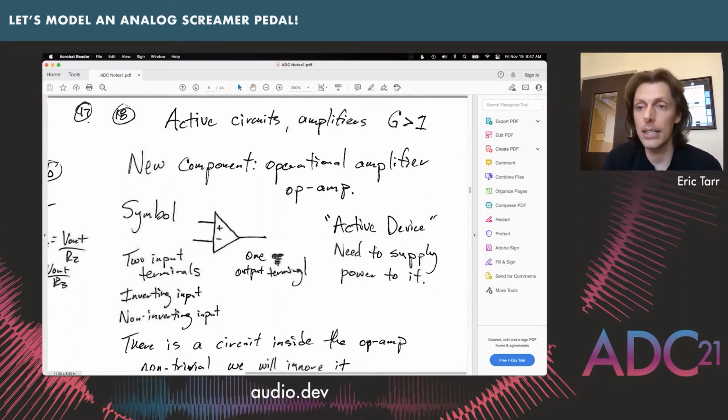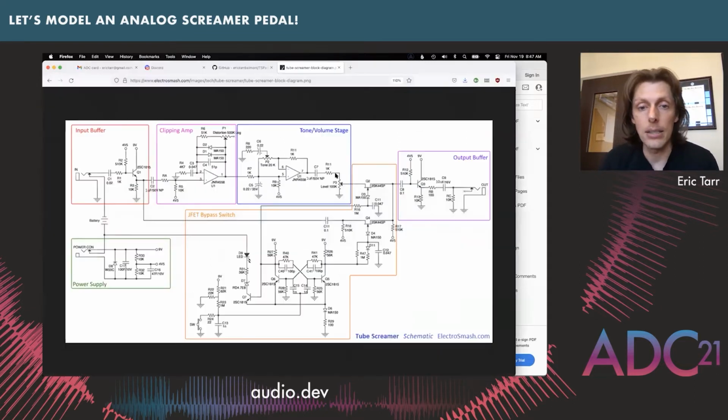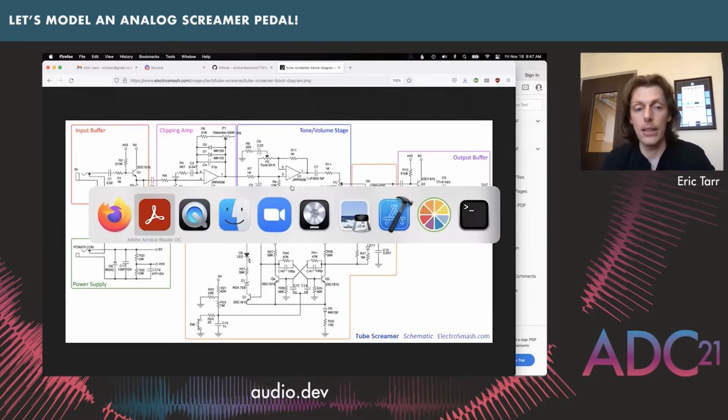This is also technically an active device. We supply power to it. So in the case of a guitar pedal, what happens is we supply it with 9 volts. That's not really indicated on this schematic, but at least the Tube Screamer is supplied with 9 volts. So the op amp is where we can actually boost the amplitude of our signal rather than just attenuate it.